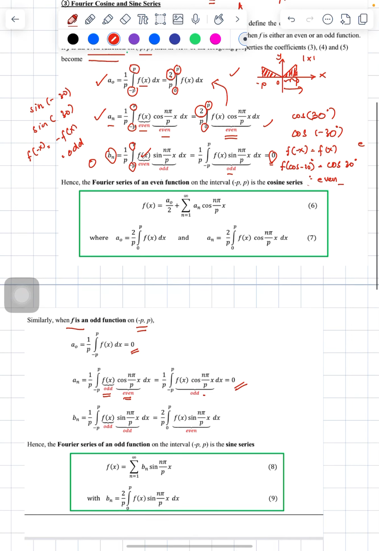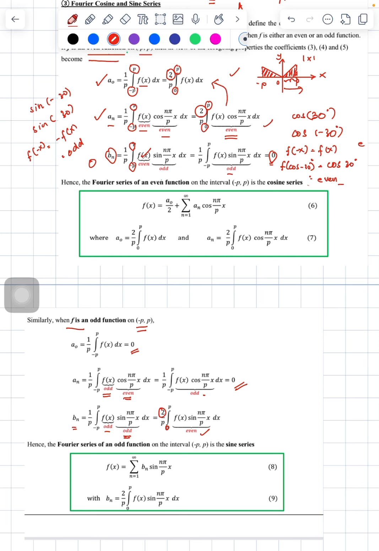Then we move to bn. Our bn is 1 over p. Okay, f(x) is odd, and sine is also odd. So odd multiplied by odd, we get even. So for an even function, we can compute bn by multiplying with 2, but in the integral we change the limit from 0 to p.